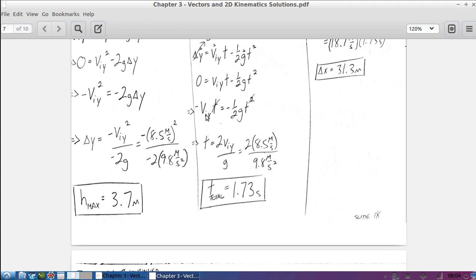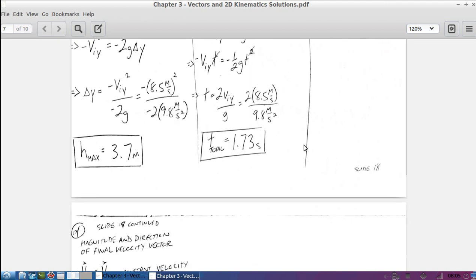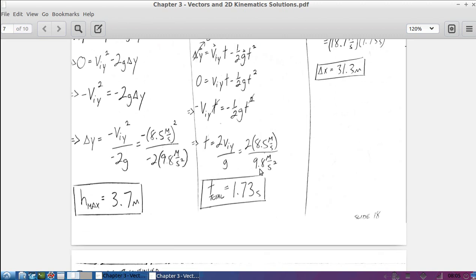Okay, so a couple steps algebraically here. Subtracting this term from both sides, canceling out the negative signs, getting rid of this 1/2, multiplying both sides by 2, getting rid of g, dividing both sides by it, getting t by itself. Again, I'm using v initial in the y direction. Don't forget, 8.5 meters per second. Substitute 9.8 meters per second squared in for g, and I've got my total hang time.